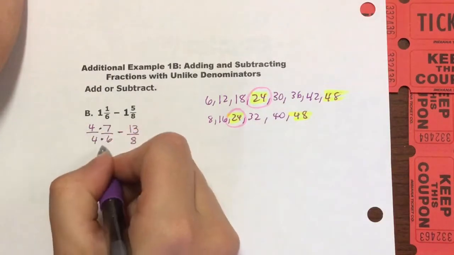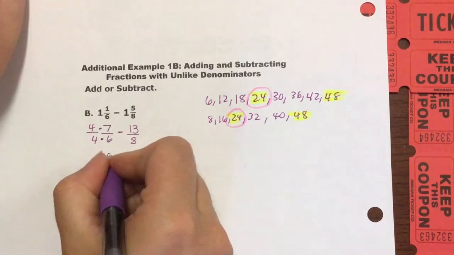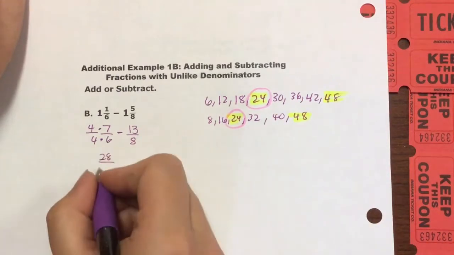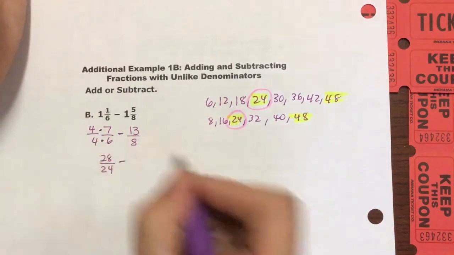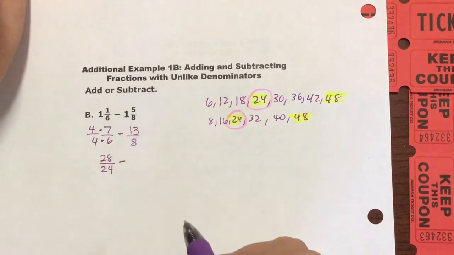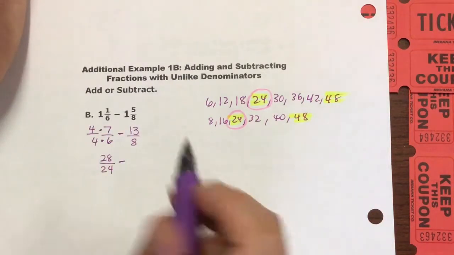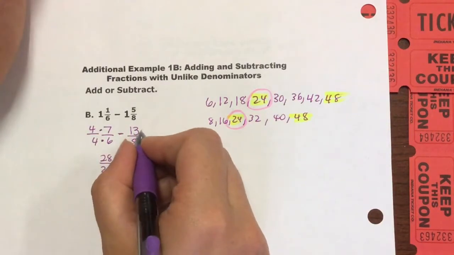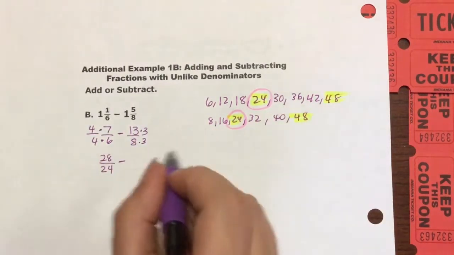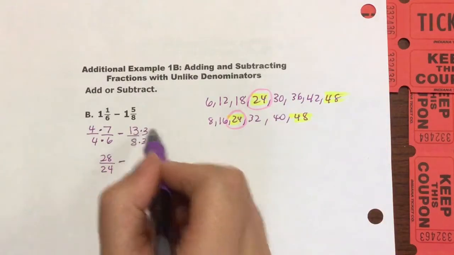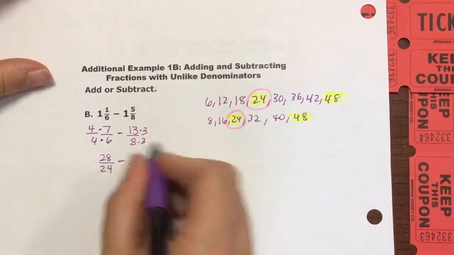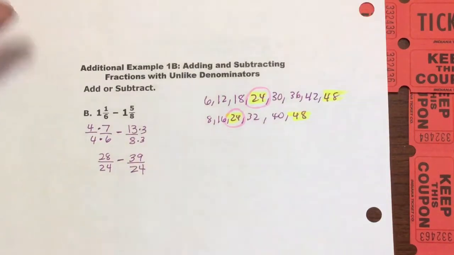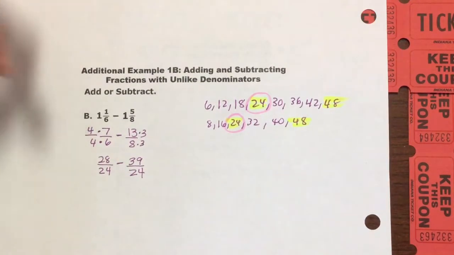And then what am I going to get? I'm going to get 4 times 7, which is 28, over 4 times 6, which is 24, minus, and then I need to make this 8 into a 24. So 8 times 3 is 24. Whatever I do to the bottom, I've got to do to the top. Okay, there we go. So 13 times 3 is 39, over 8 times 3 is 24. And then here we go, I have my little problem. So we're just going to subtract these two.